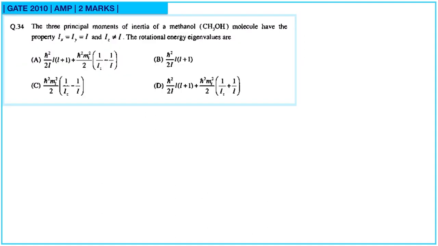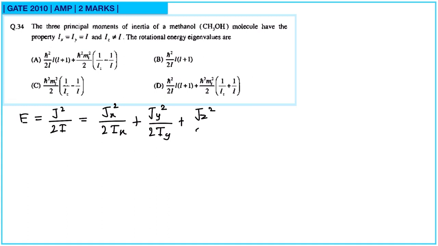Next question. The three principal moments of inertia of a methanol CH3OH molecule have the property Ix is equal to Iy is equal to I and Iz is not equal to I. The rotational energy eigenvalues are... Now the rotational energy E can be written as J square by 2I, or if we have different values, here J is angular momentum, so this can be written as Jx square by 2Ix plus Jy square upon 2Iy plus Jz square upon 2Iz. Here Ix, Iy and Iz are moments of inertia along x, y and z axis. Here it is given that Ix is equal to Iy, and Iz is not equal to that.